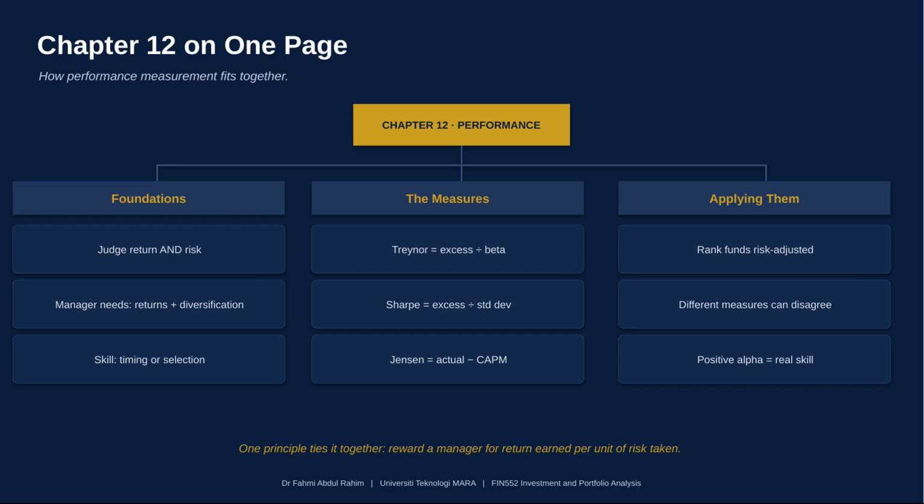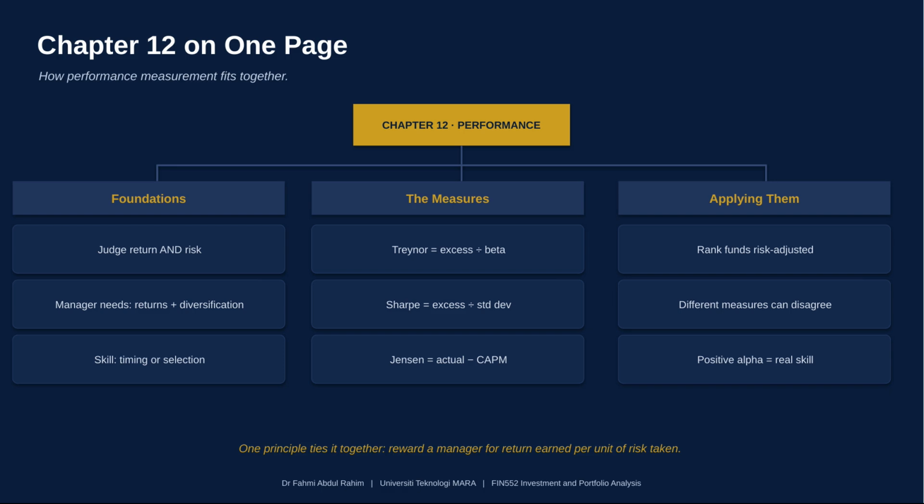The second pillar, the three measures, Treynor, which is excess return divided by beta, Sharpe, which is excess return divided by the standard deviation, and Jensen, which is the actual return minus the CAPM required return. The third pillar, applying them, you rank funds on a risk-adjusted basis. You accept that different measures can disagree because they define risk differently. And you remember that a positive alpha is the clearest sign of real skill.